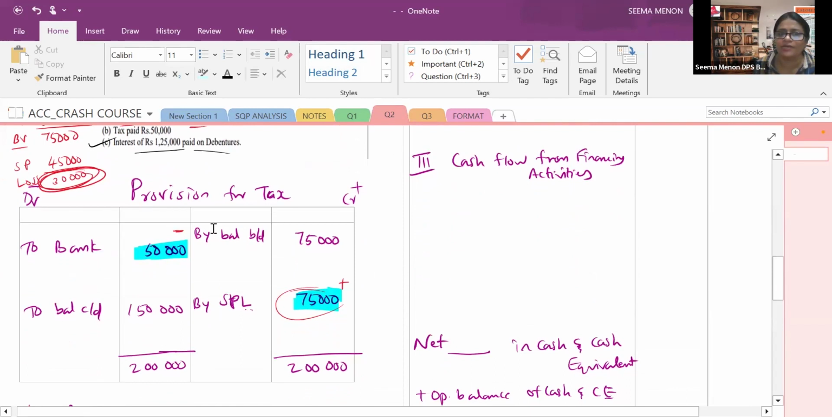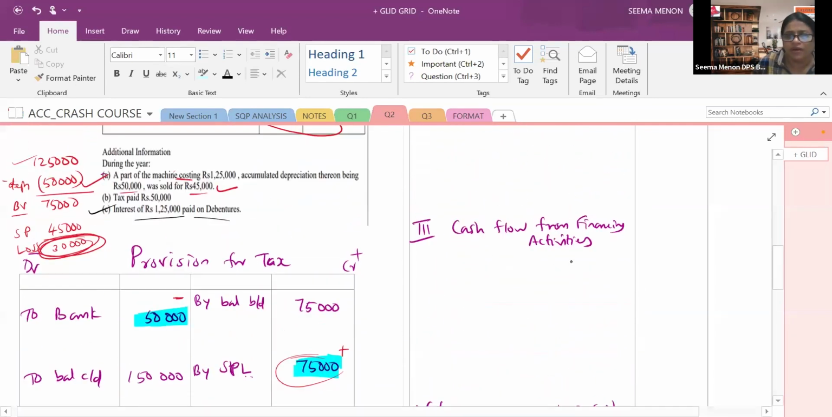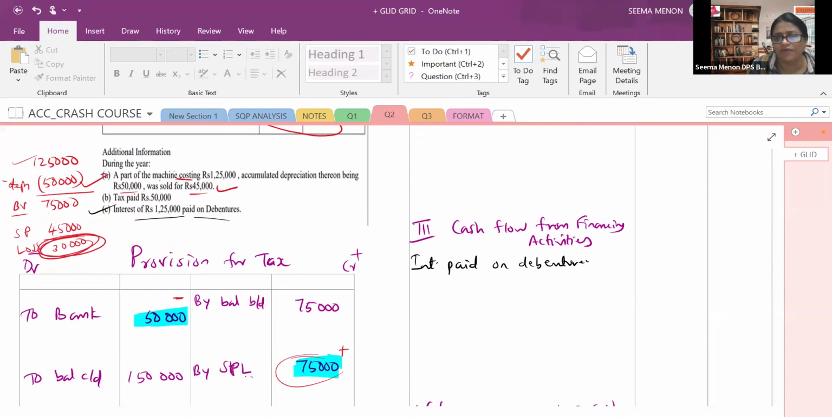Meanwhile, this is related to interest paid on debenture. Debenture is from financing activity. So you have to show it as a subtraction. I'm moving into financing activity. Here I will write interest paid on debenture. Because of that, our finance will be reduced. So it is to be subtracted in the financing activity, minus 1,25,000.